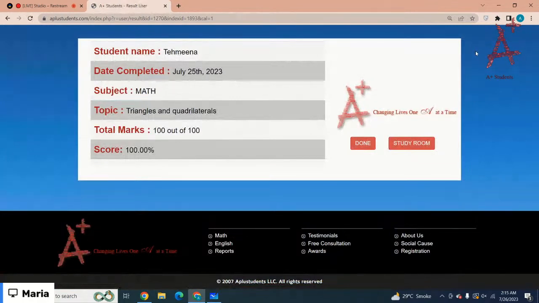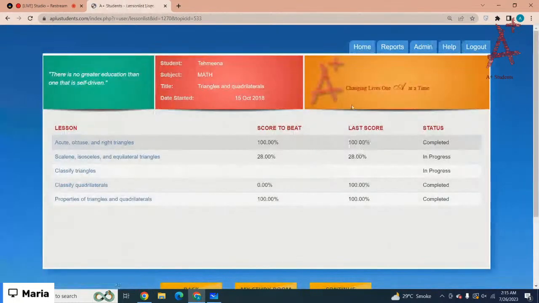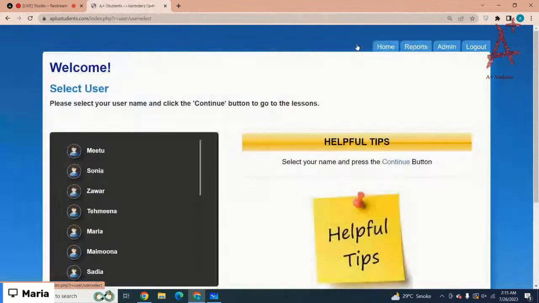Okay, we are done with the lesson. Also, we are done with the chapter triangles and quadrilaterals. So let's just start with the next chapter.